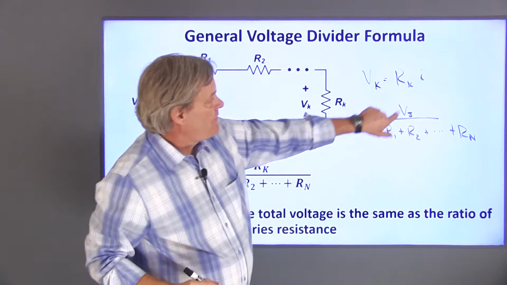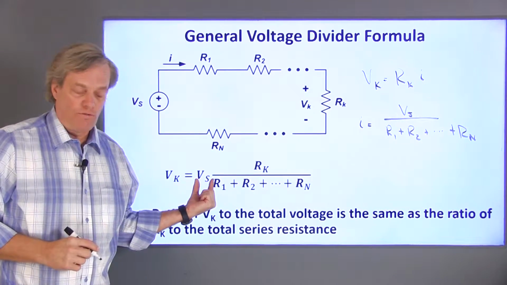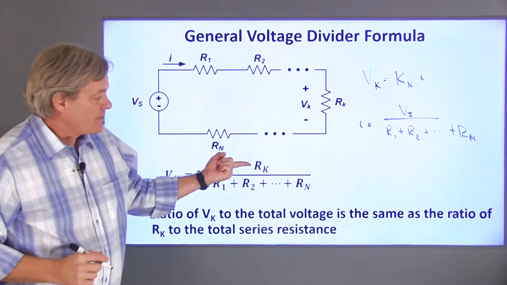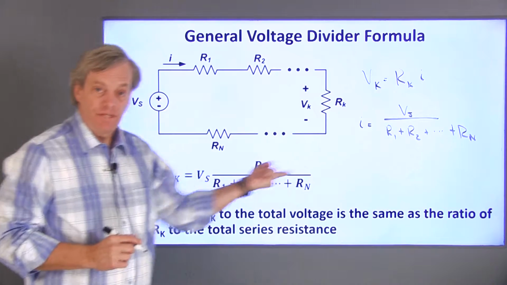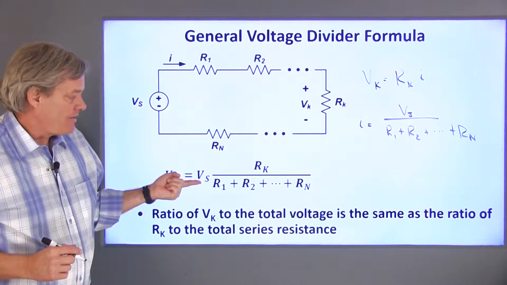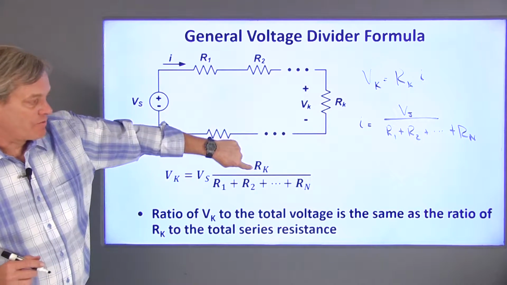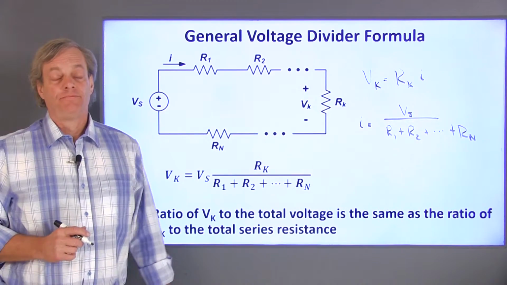If I substitute this into this, I get Vk is equal to the total voltage, V sub s, times R sub k over the sum of the resistances, or the equivalent resistance of the entire circuit. So the ratio of V sub k to the total voltage is the same as the ratio of R sub k to the total series resistance.